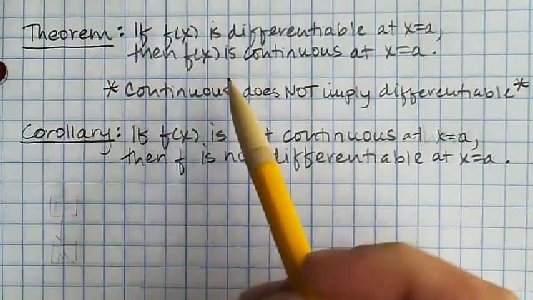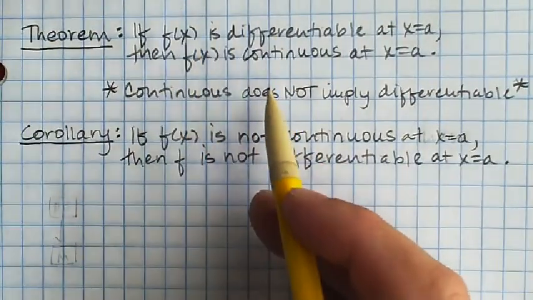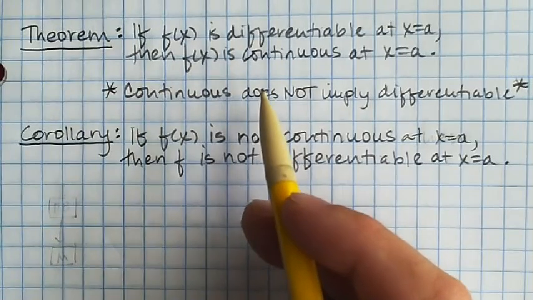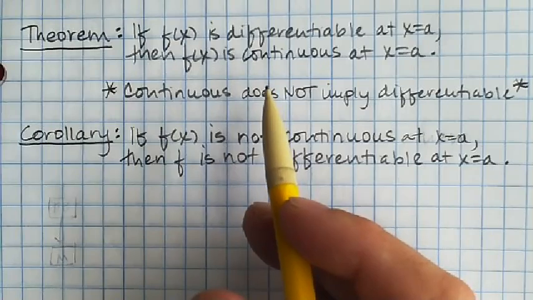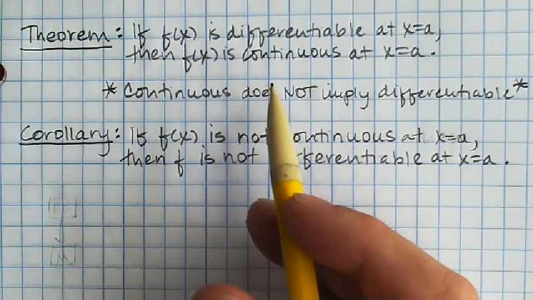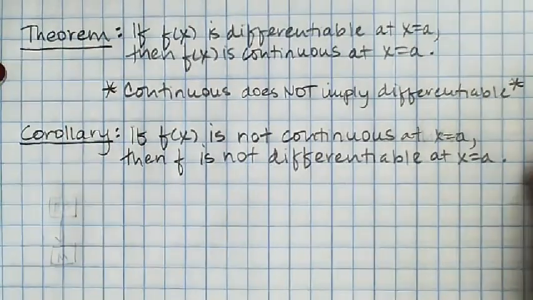Now, you might be saying, I don't believe you that differentiable implies continuous. And if that's you, then I would direct you down to the description of this video, because there should be a link to a video of the proof of this theorem. It's very at y'all's level and easy to understand.